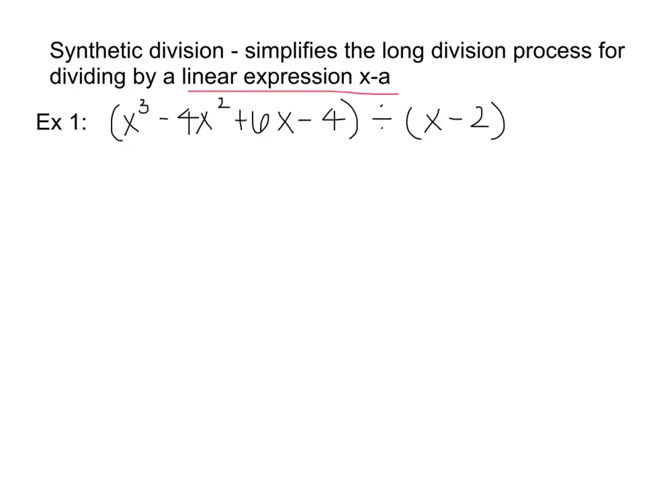Let's look at our first example, x cubed minus 4x squared plus 6x minus 4, and we're going to divide it by x minus 2. Synthetic division only uses the coefficients of the polynomial, so we need to take what we're dividing by, which is x minus 2, set it equal to 0, so we need to use 2. 2 is what we are going to be dividing by, and you put this in this little box to show that you're dividing by it.